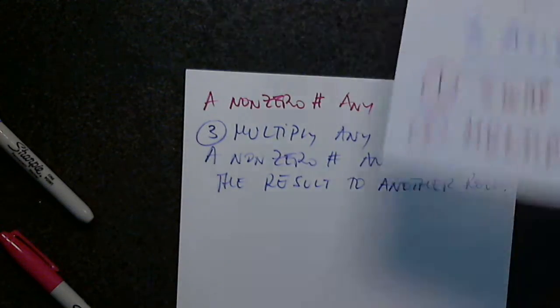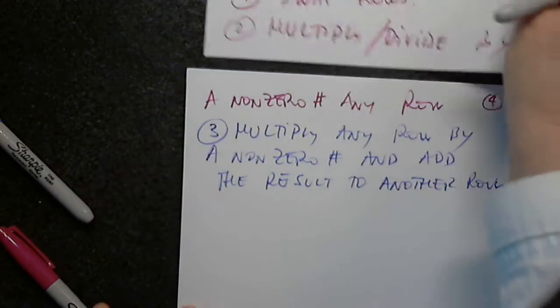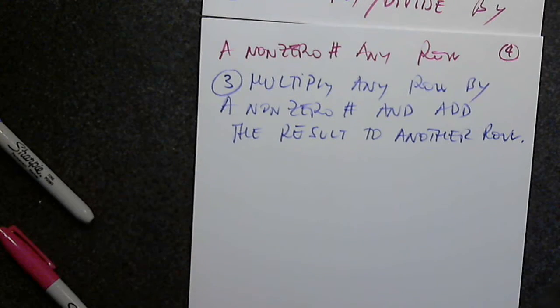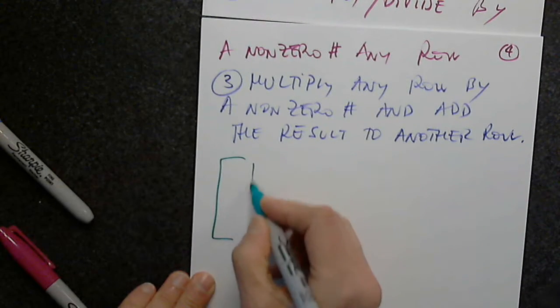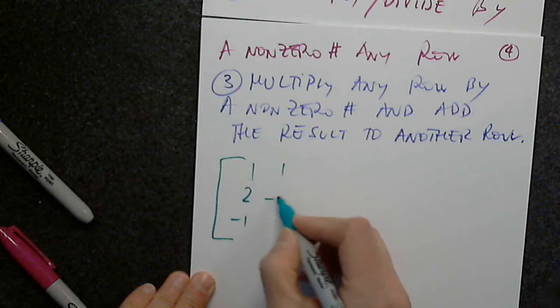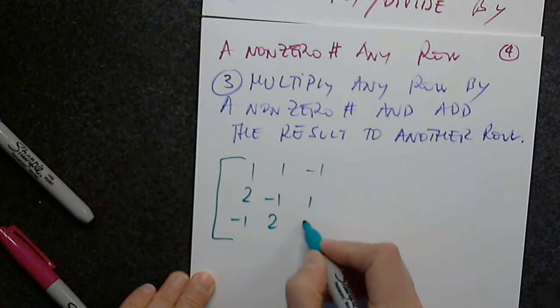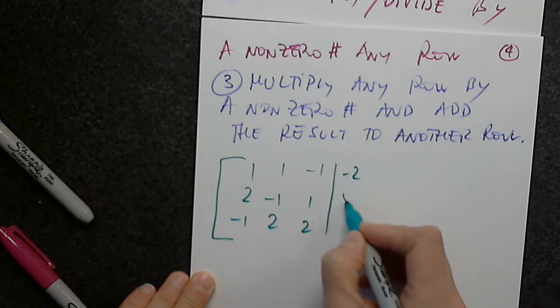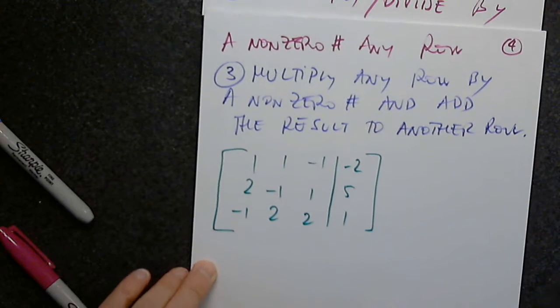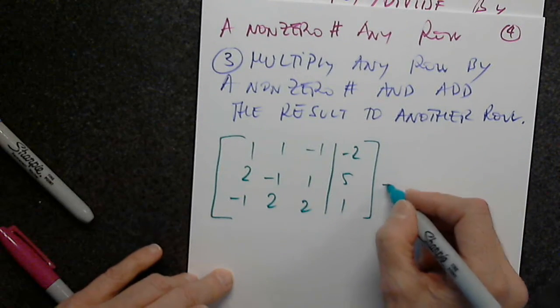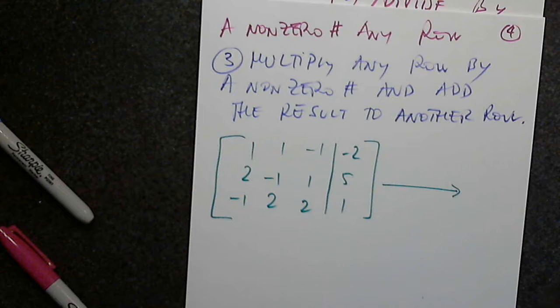Okay, I'll copy the augmented matrix again. So here it is: 1, 2, -1, 1, -1, 2, -1, 1, 2, -2, 5, 1. Matrices are not equal. You cannot put the equal symbol between these matrices. You can only draw an arrow between them.